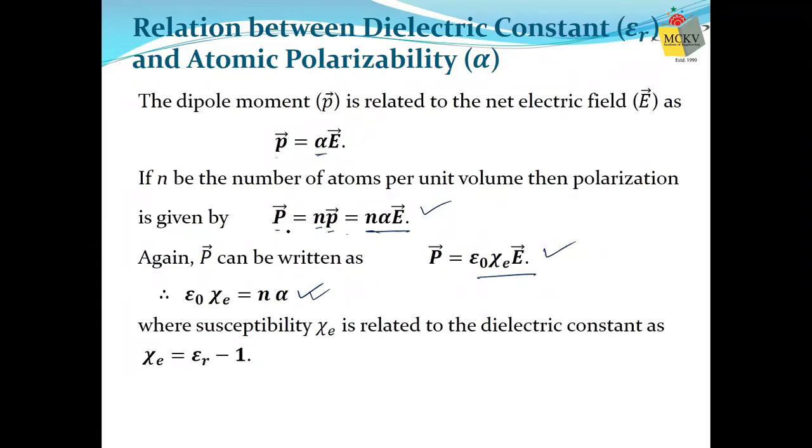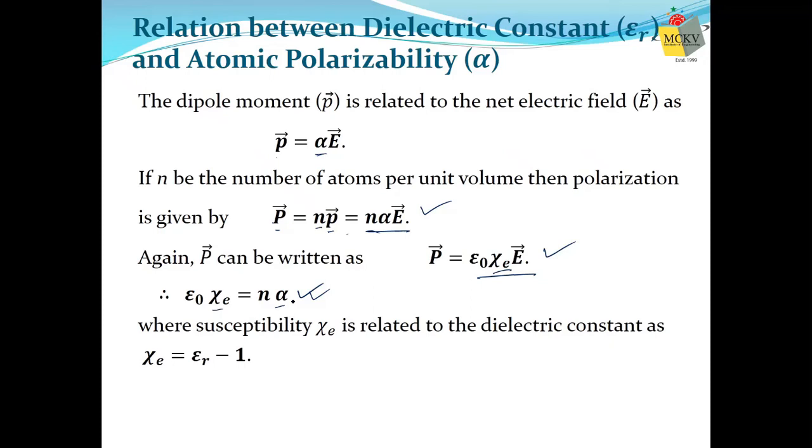We have already used that P can be written in terms of electric field and atomic polarizability as P equals n alpha E. Again, we have written total polarization in terms of electric field and susceptibility. So P can be written as epsilon naught chi e. If we compare them, we get the relation between electrical susceptibility and polarizability. So if the question is to find the relation between electrical susceptibility and polarizability, that would be your answer.